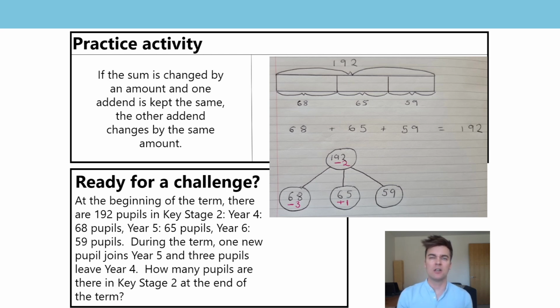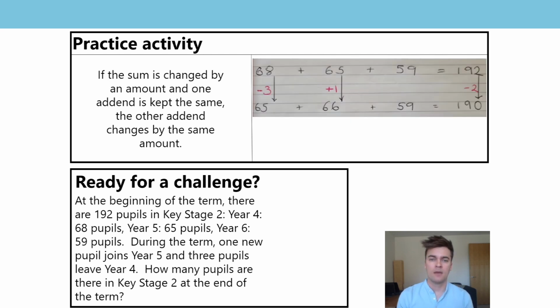So I just visualized decreasing by 3. 3 have left. The sum decreases by 3. But then it increases by 1 for the new pupil joining in Year 5. So actually I just need to decrease the sum by 2. And I've represented that here. Decreasing an addend by 3, increasing an addend by 1, decreasing the sum by 2. Did you represent your thinking like this, or in a different way?